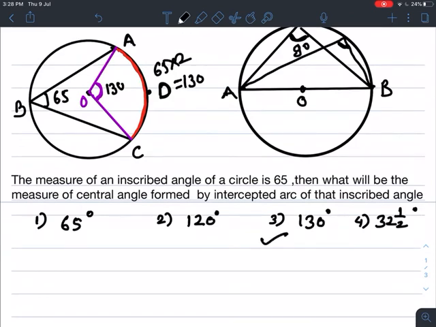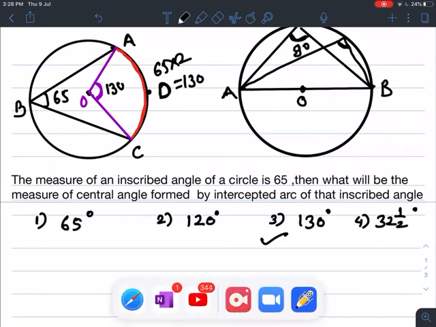You can solve this type of example easily, and without any calculation you will get the answer. Okay, that's all. The remaining examples we will see in the next video.